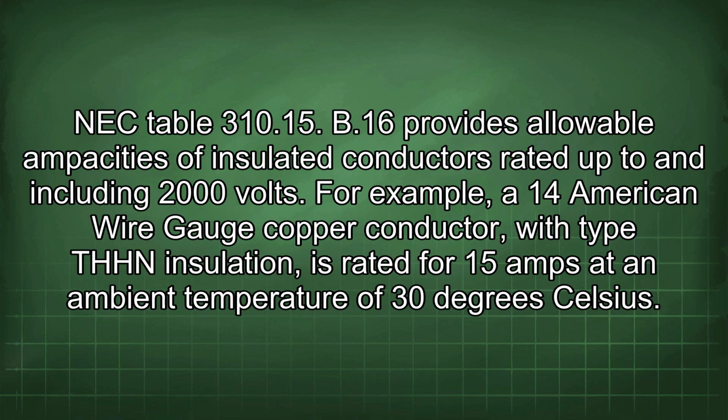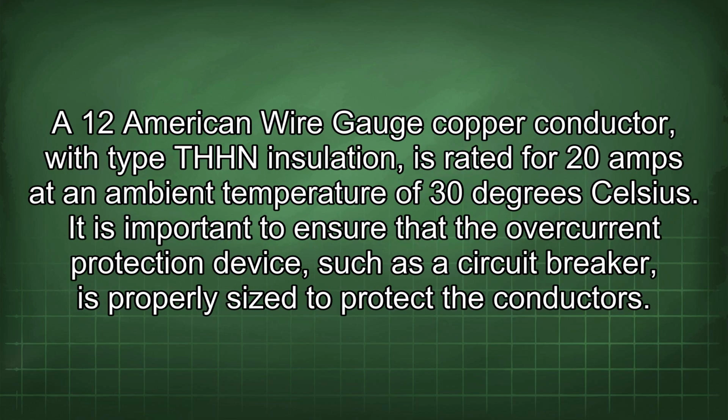For example, a 14 American wire gauge copper conductor with type THHN insulation is rated for 15 amps at an ambient temperature of 30 degrees Celsius. A 12 American wire gauge copper conductor with type THHN insulation is rated for 20 amps at an ambient temperature of 30 degrees Celsius. It is important to ensure that the overcurrent protection device, such as a circuit breaker, is properly sized to protect the conductors.